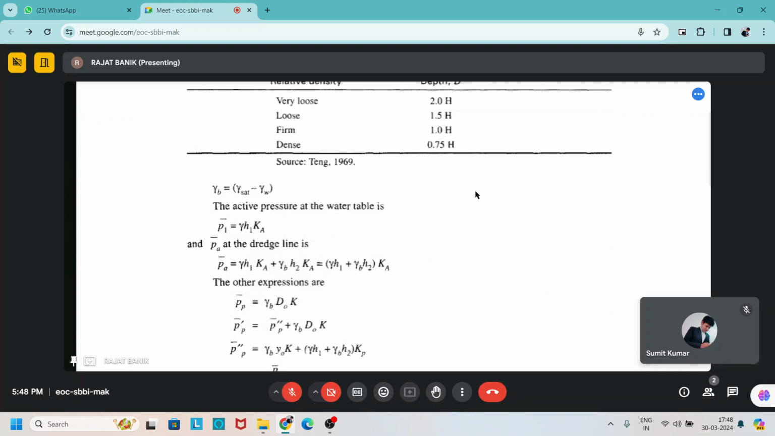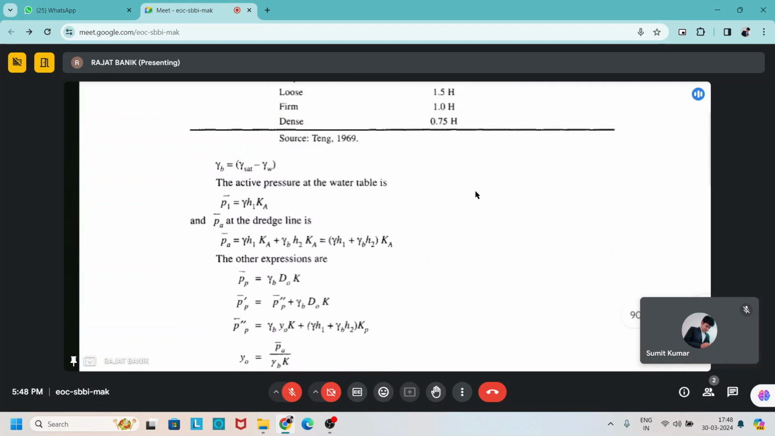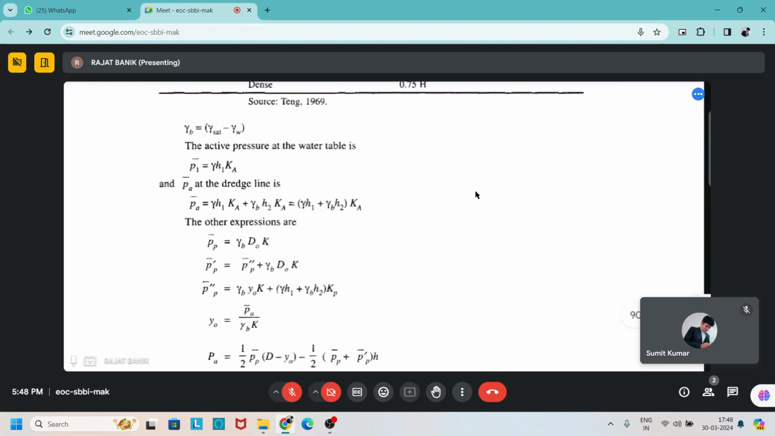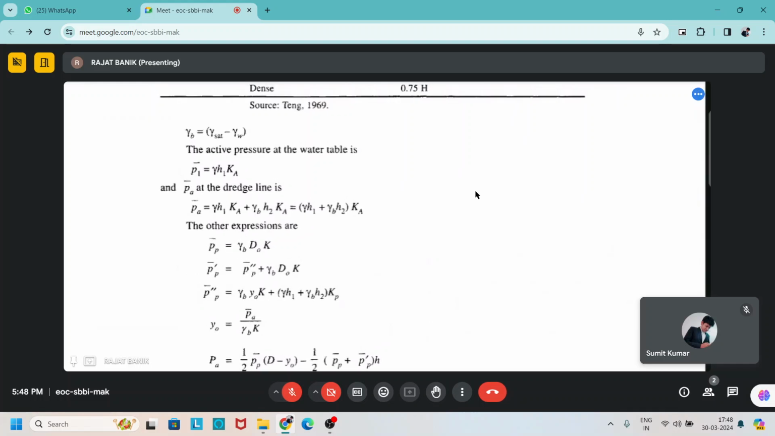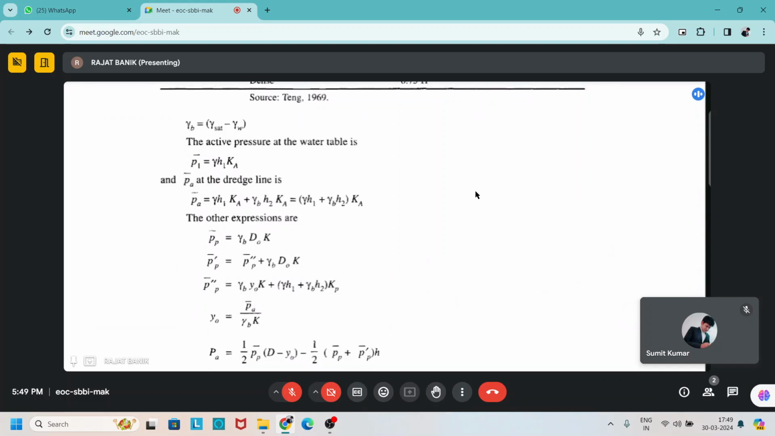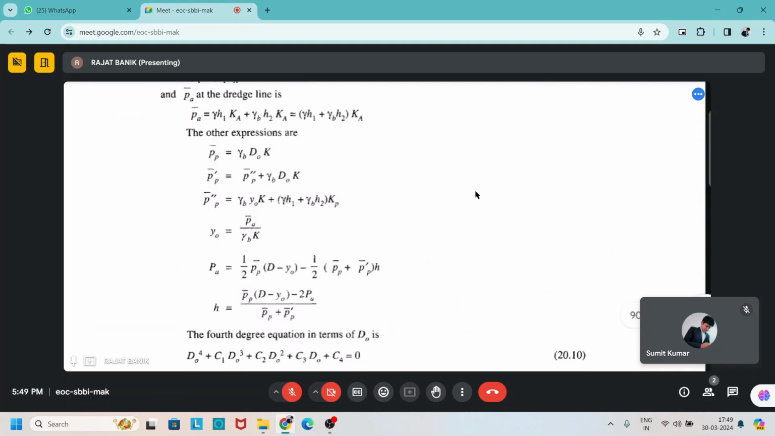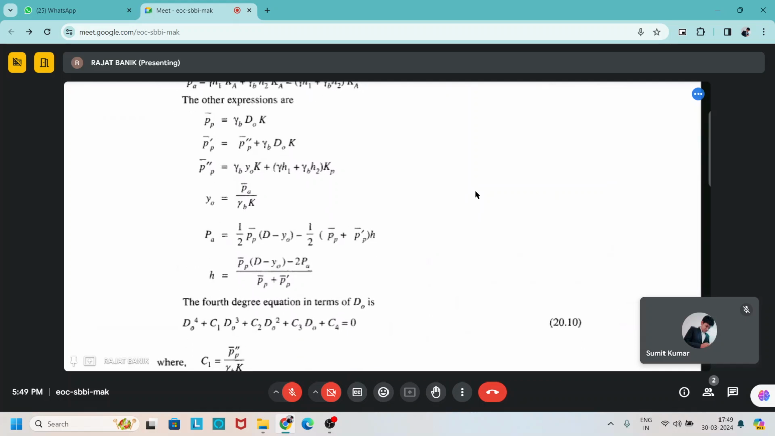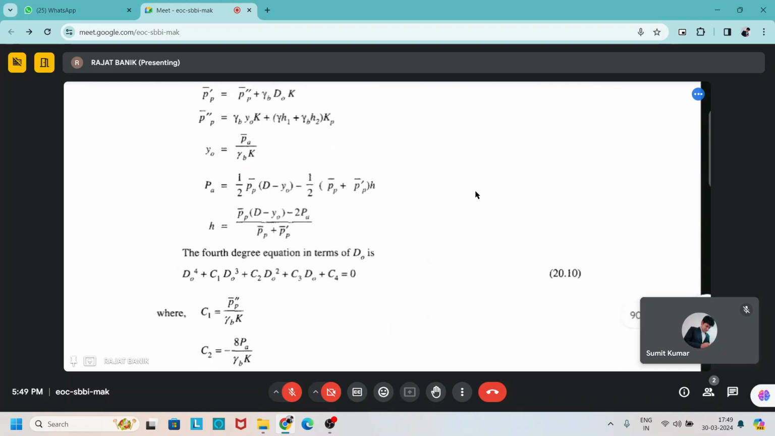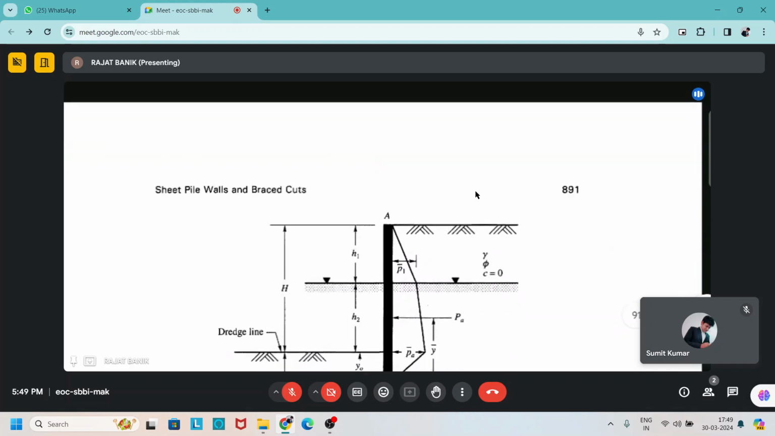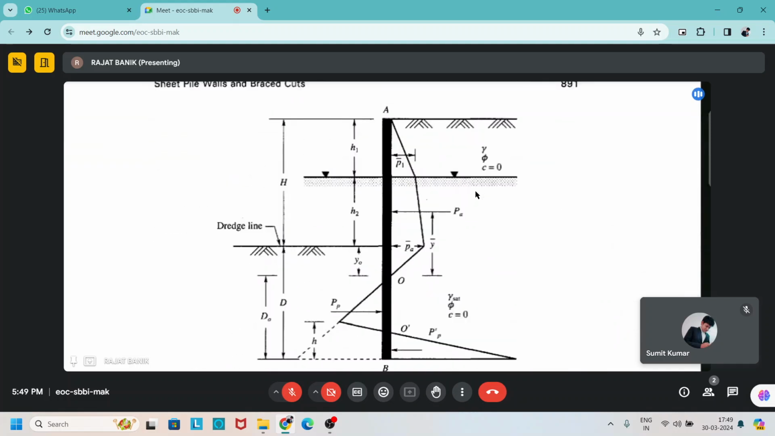And other expressions are that PP bar is equal to gamma b D naught K, and PP dash bar is PP double dash bar plus gamma b D naught K. So PP double dash bar is equal to gamma b y naught K plus gamma H1 plus gamma b H2 Kp. Y naught is equal to PA bar by gamma b (Kp minus K). H is equal to PP bar D minus gamma naught y naught minus 2 PP. Everything is the same, the calculation is done the same way, but there is a change in the pressure diagram.